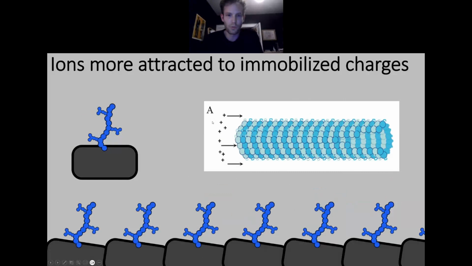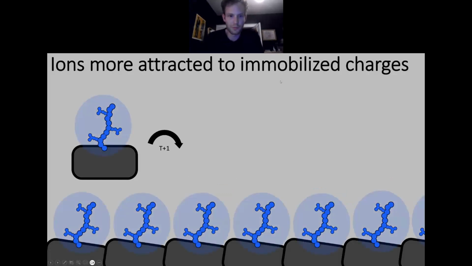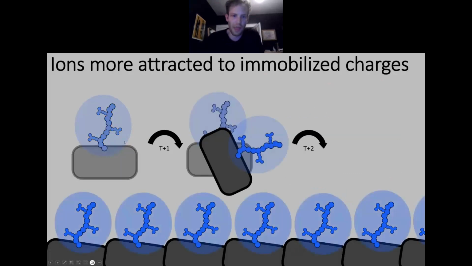So the question is, where would ions go if they're just freely floating in the cell? And this is what Ling and these other people would say, that the ions should immobilize around the negative charges or hang out closer to the negative charges than just freely in solution. And when I say that ions are more attracted to immobilized charges, what that means is that if you have a polymerized microtubule versus just tubulin floating, over time, as this tubulin tumbles, this negative charge cloud moves. But if you're immobilized, it stays the same, right?